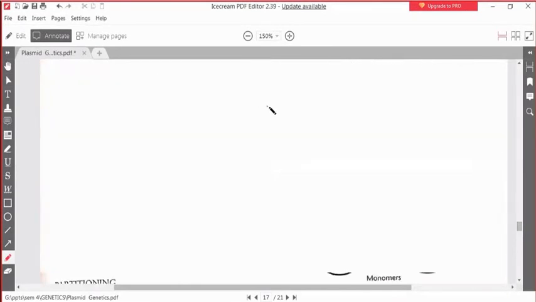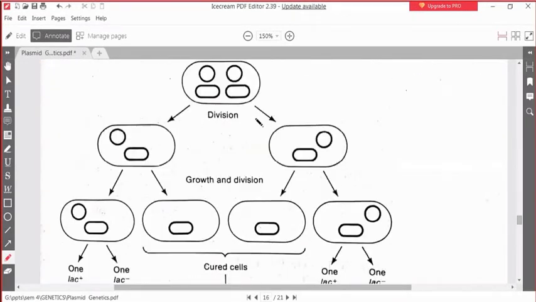This is the diagram of plasmid curing. This is the plasmid DNA, the circular one, and this is the chromosomal DNA. Before division, they have 2 copies of the plasmid and 2 copies of the chromosomal DNA. After division, you have 2 daughter cells, both have 1 copy of the plasmid and 1 copy of the chromosomal DNA.